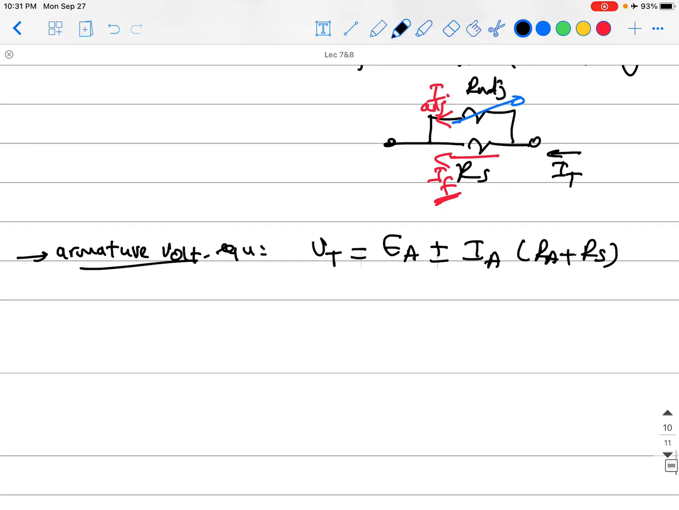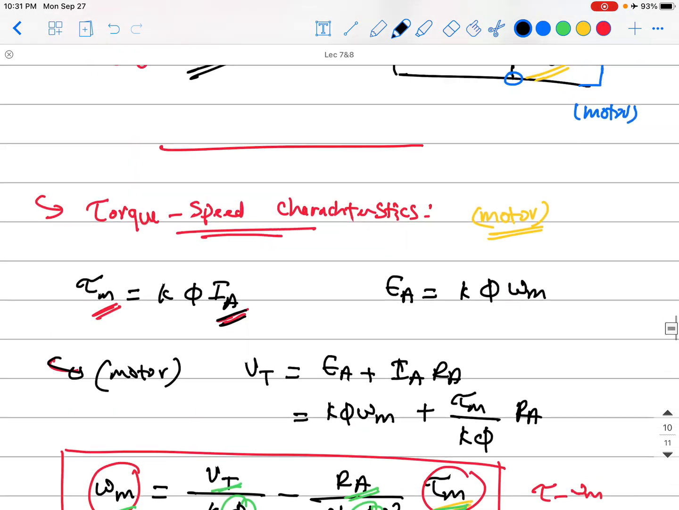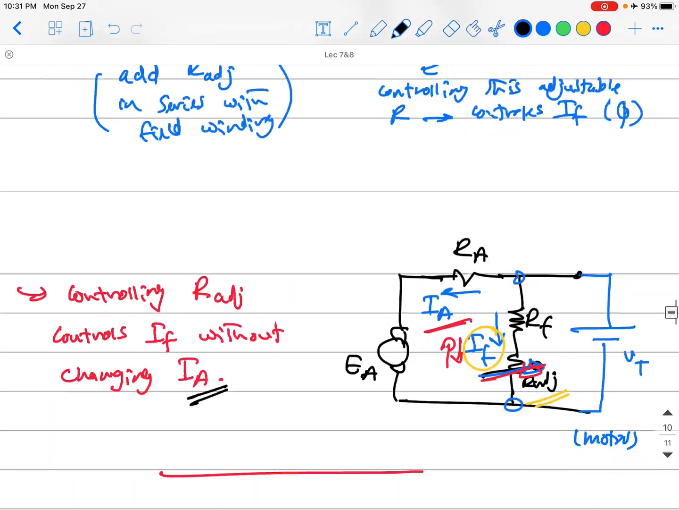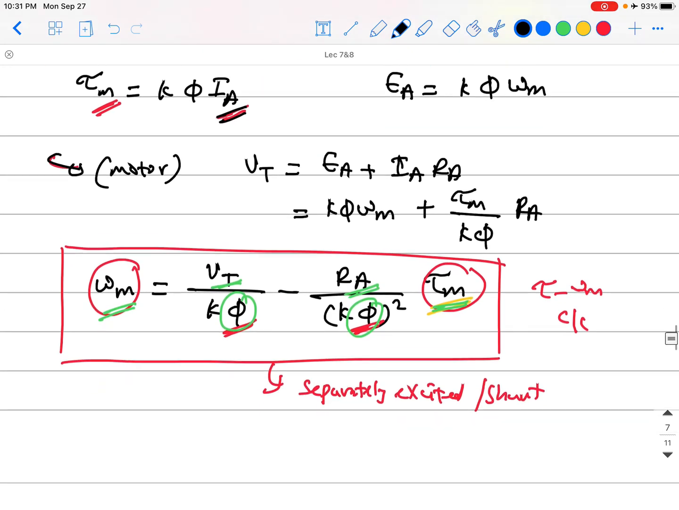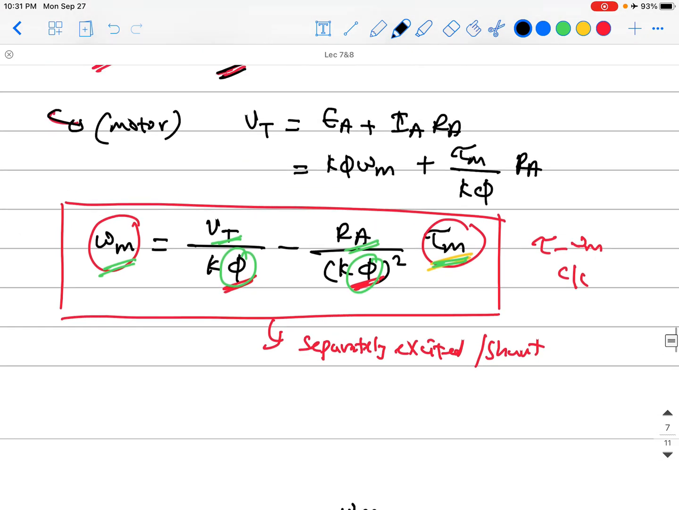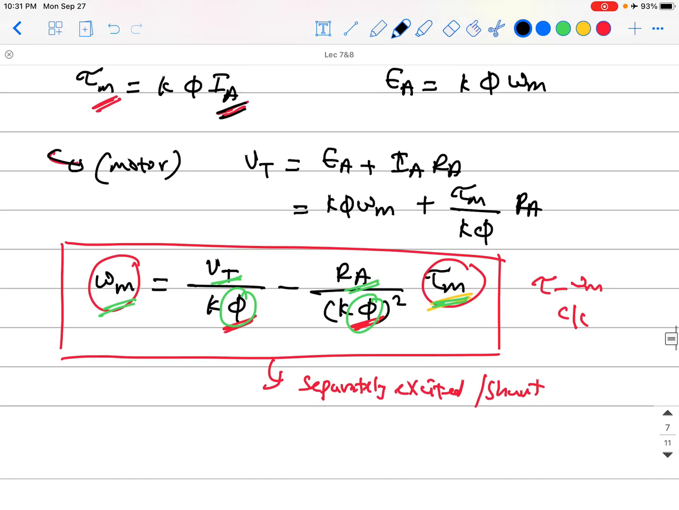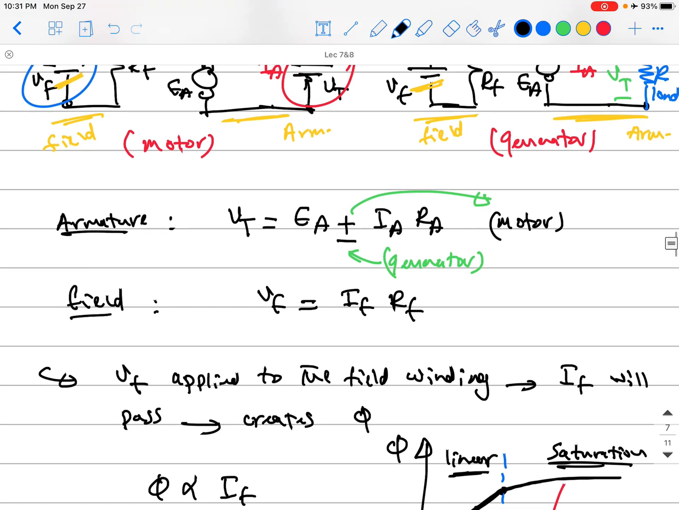We did the same idea back in the shunt field winding also. Let me call back the equations for the shunt case. That is the equation: V terminal equals EA plus IA RA and all that stuff. So that is the armature equation. For the field equation, if you remember, that is VF equals IF RF.